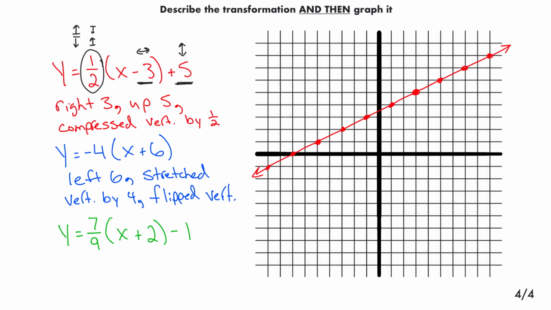All right, now that I've got my verbal description, I can graph this. I'm going to go left 6. 1, 2, 3, 4, 5, 6. Here's left 6 right there. My slope is -4, which is just -4 over 1.